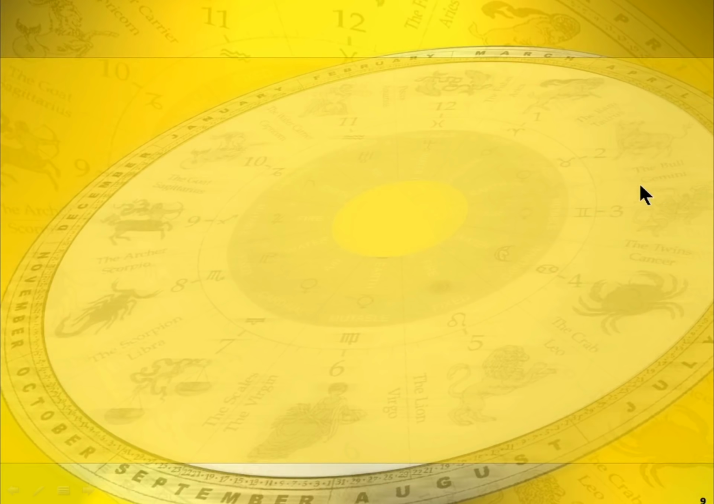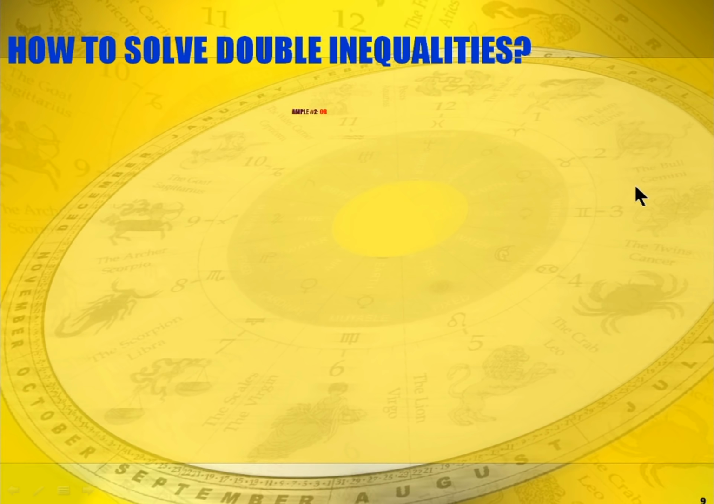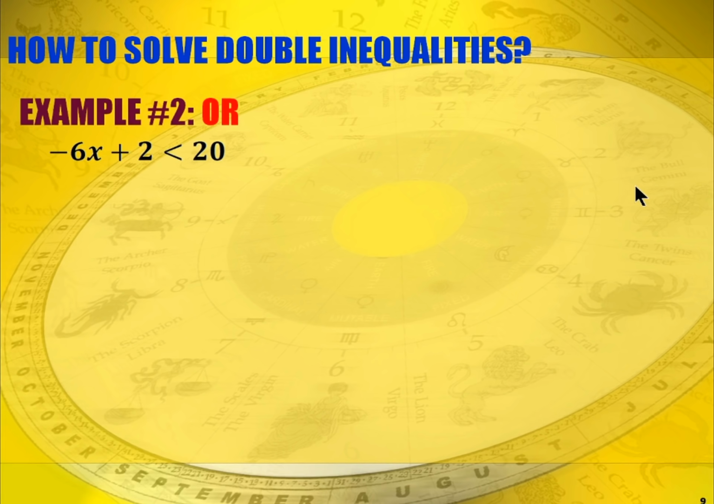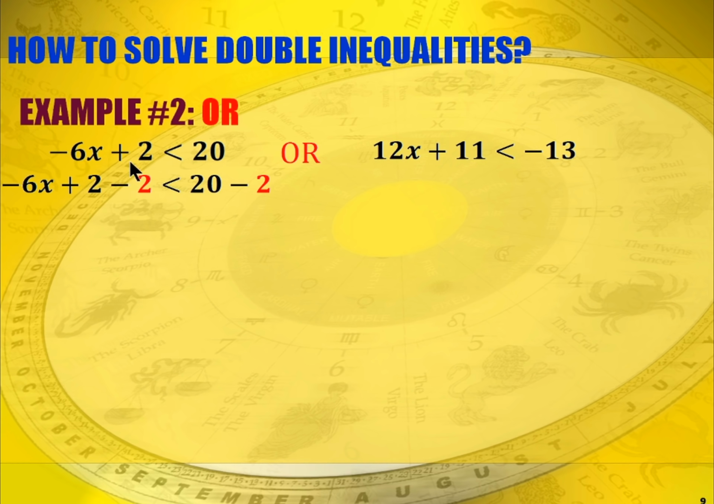Okay, so let's go to example number 2 for OR. We have negative 6x plus 2 is less than 20, or 12x plus 11 is less than negative 13. Okay, we will solve the first one first. We subtract 2 from both sides. We have negative 6x plus 2 minus 2 is less than 20 minus 2. So that's negative 6x is less than 18, because 20 minus 2 is 18.